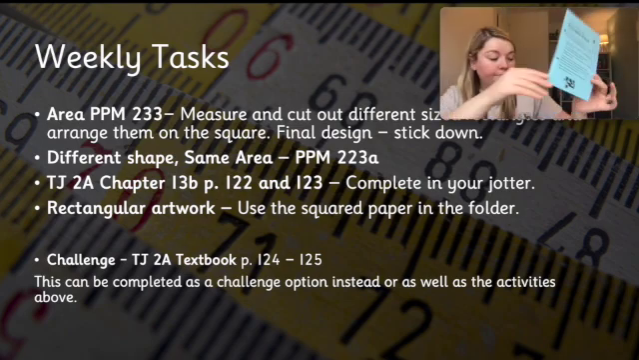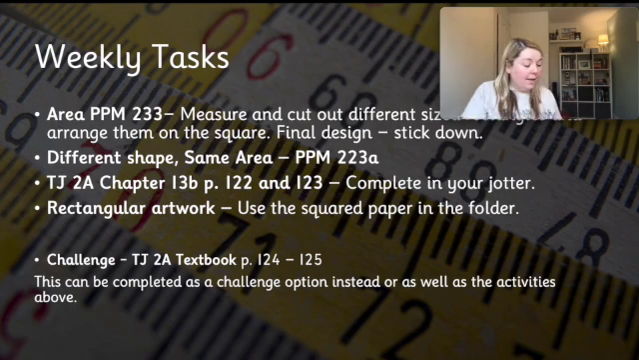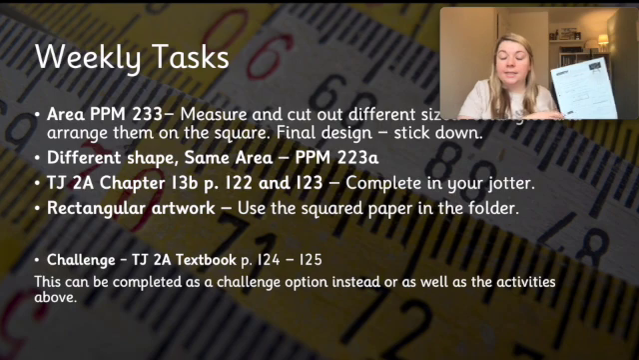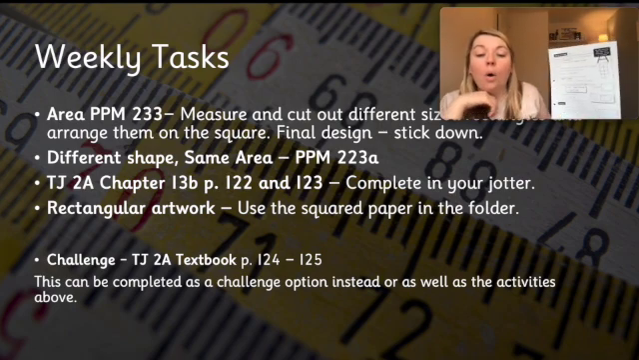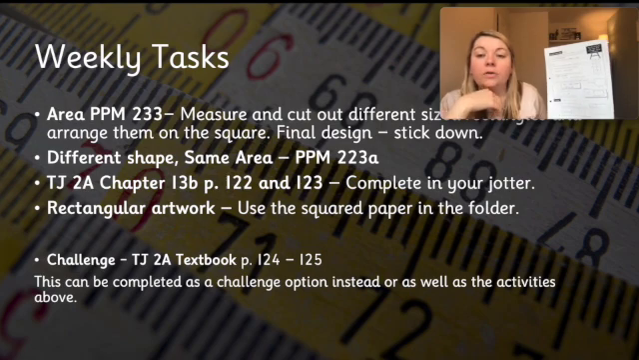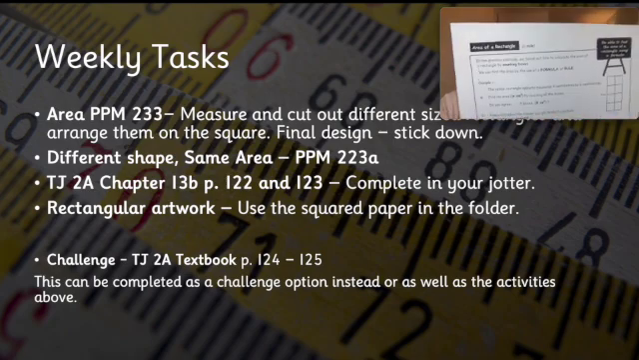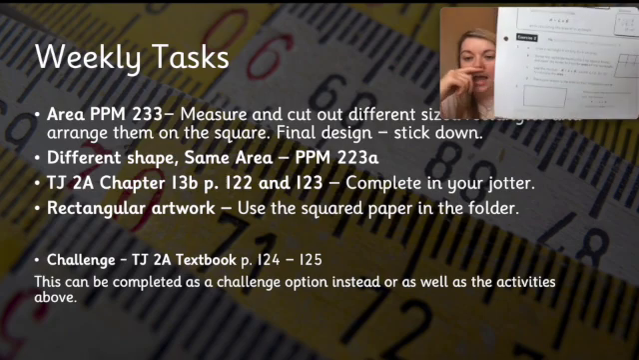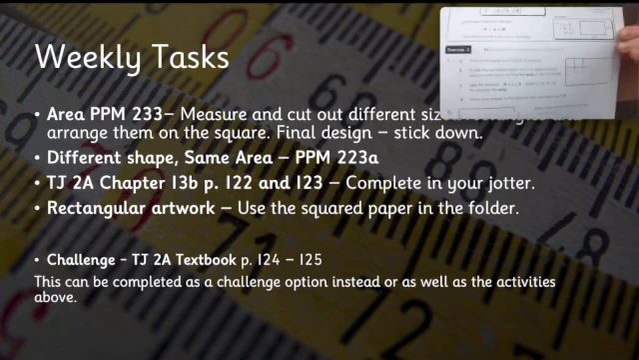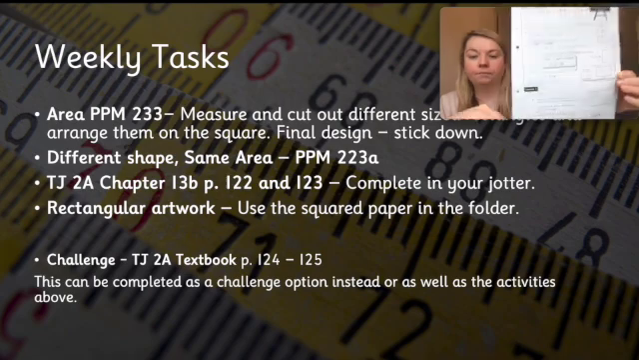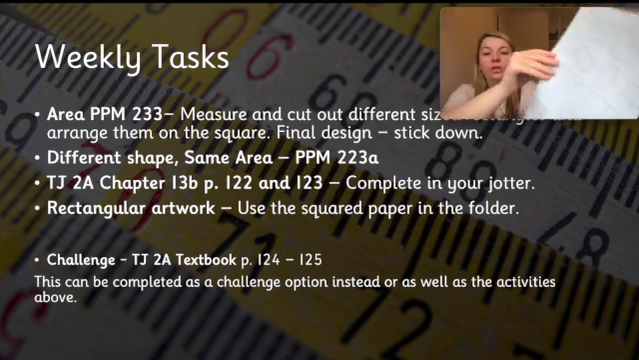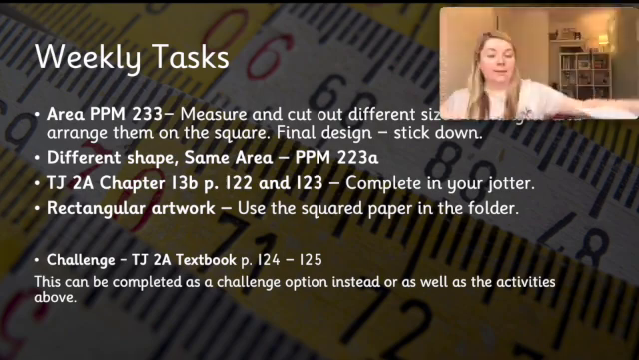It's up to you. If you would like a little bit of challenge this week, now challenge activities can be completed as well or as separate from the activities above. So you can do it instead of one of the activities above, or you can do it as well as. It's up to you. You've got the area of a rectangle rule sheet from TJ2A, and you're using the length times breadth calculation.